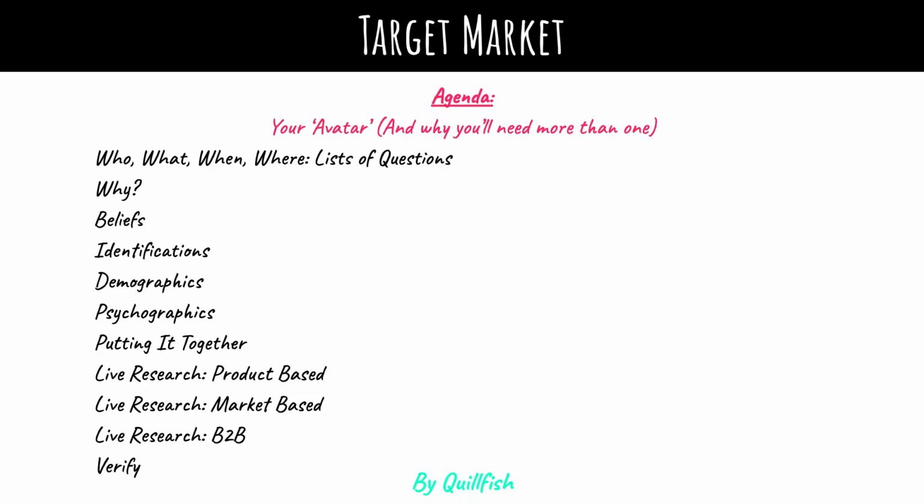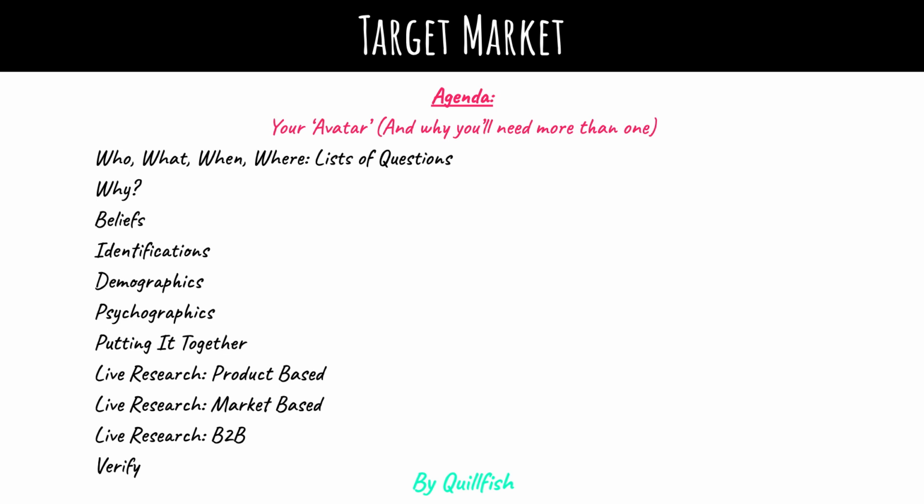First thing we're going to talk about is your avatar and why you're probably going to need more than one market avatar. I'll explain exactly what that is and how it pertains to you in just a moment. But after that, we're going to discuss the four W's, the who, the what, the when, and the where, and a bunch of questions that you can have along the way to define those pieces. And once we've gotten through the four W's, we're going to go to the fifth one, the why.